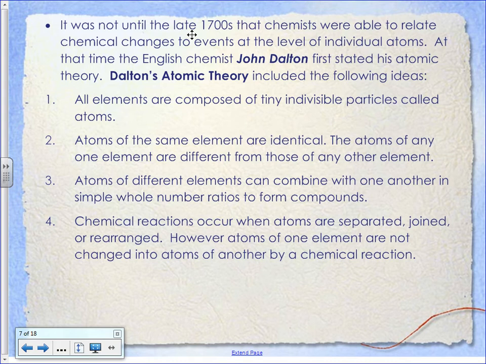Obviously Dalton, quoting Democritus, said all elements are composed of tiny indivisible particles called atoms. Atoms of the same element are identical. So every carbon atom looks the same. Every oxygen atom looks the same. But obviously carbon atoms and oxygen atoms look different from each other, because they have different numbers of protons, neutrons, and electrons.